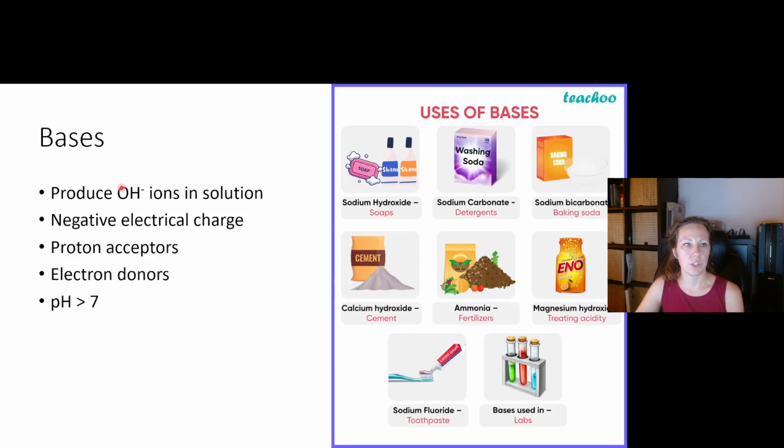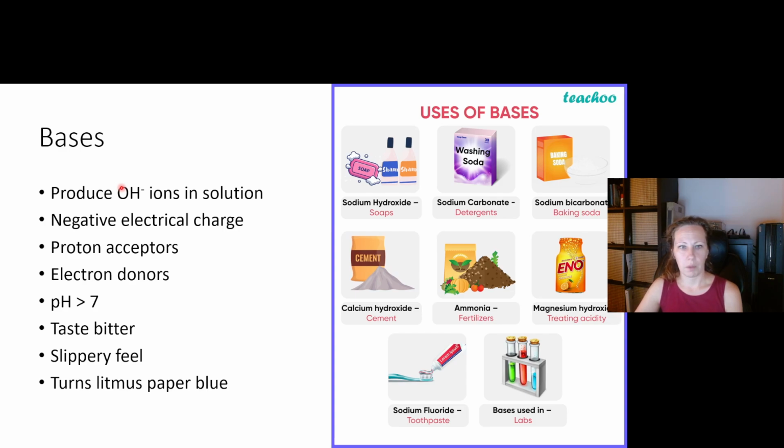Okay, pH of bases is going to be greater than 7. Taste-wise, so acids taste sour, bases will taste bitter, and they will also have a slippery feel often. Okay, so you think about soap, right? It's slippery, and they will turn litmus paper blue.